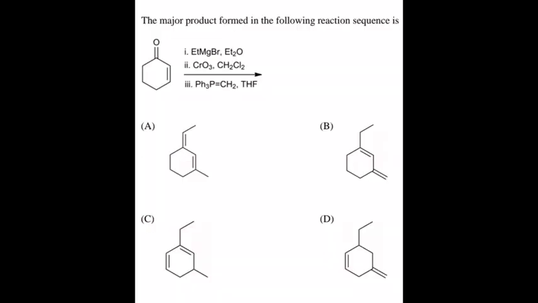This is another question, and it is very important for the NET and GATE exam also. If we think about this alpha beta unsaturated ketone type of molecule in the presence of ethyl magnesium bromide, after that chromium trioxide, and after that phosphonium halide, it definitely produces one major product. Out of these 4 options, one option is the correct one.